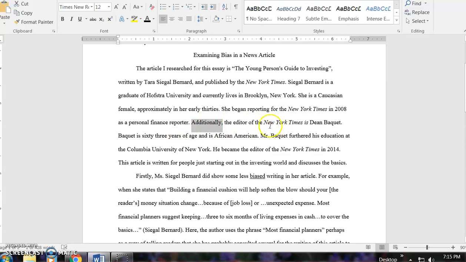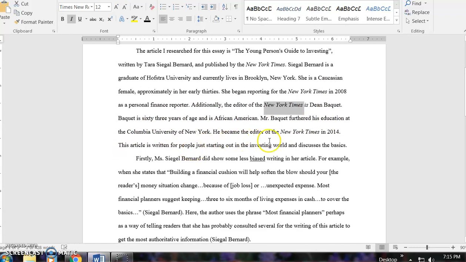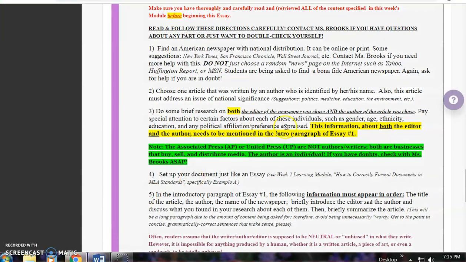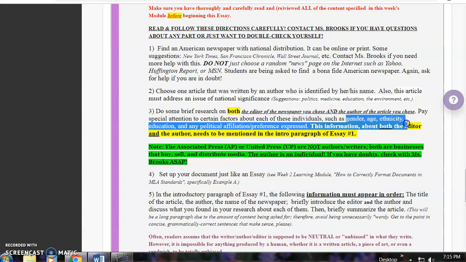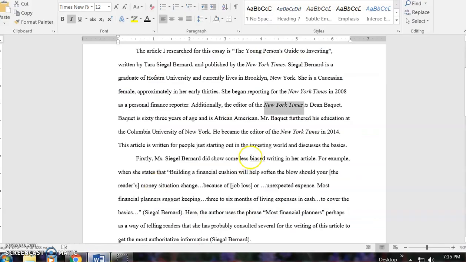Additionally, the editor of the New York Times, again, has to be italicized, is Dean Baquet. Baquet is 63 years of age and is African American. He furthered his education at Columbia University of New York, became editor of the New York Times in 2004. Okay, so again, just some brief information about the author, or excuse me, the editor in this case: gender, age, ethnicity, education, and a political affiliation. So those things are there. You didn't have to touch on all of them, but just to give me an idea that you actually did go look this person up, and maybe it will play into what was written in the article, how it was written. We don't know. We haven't explored yet.